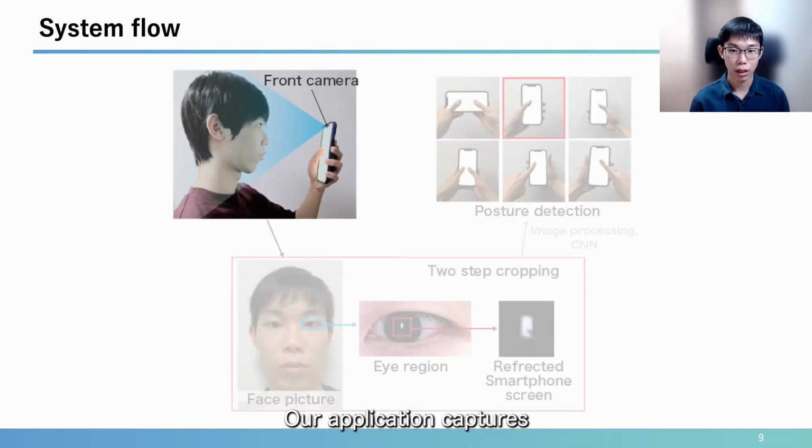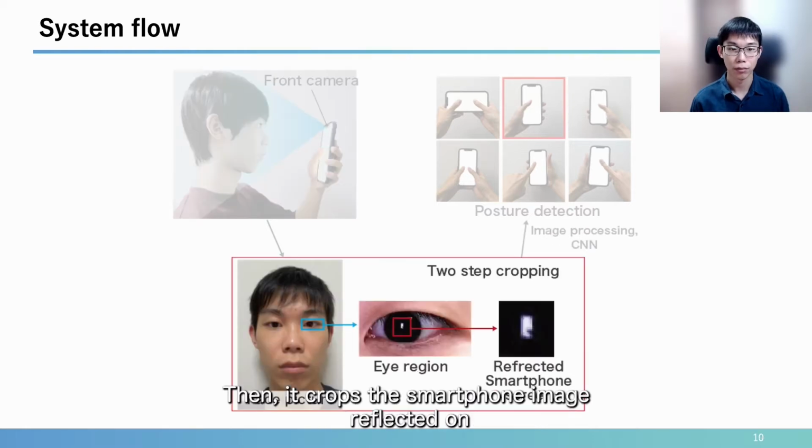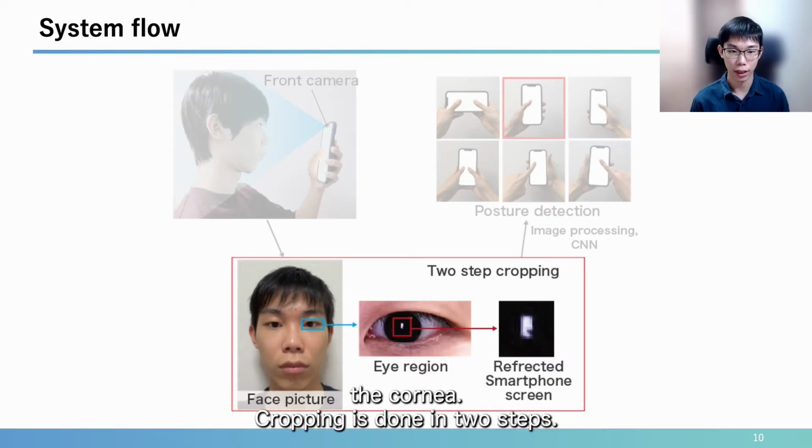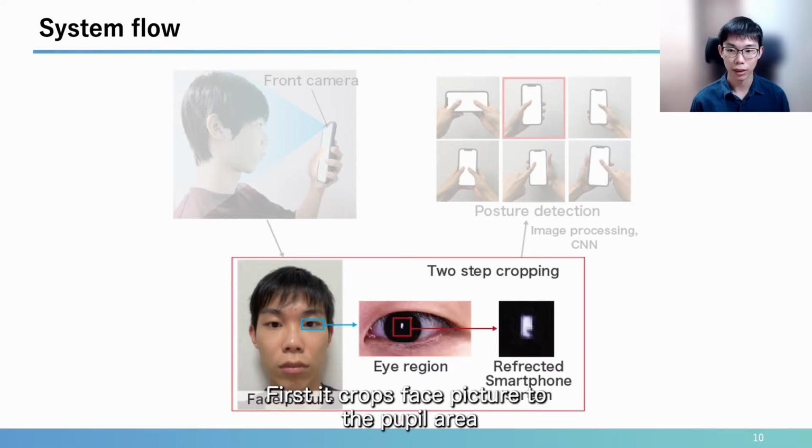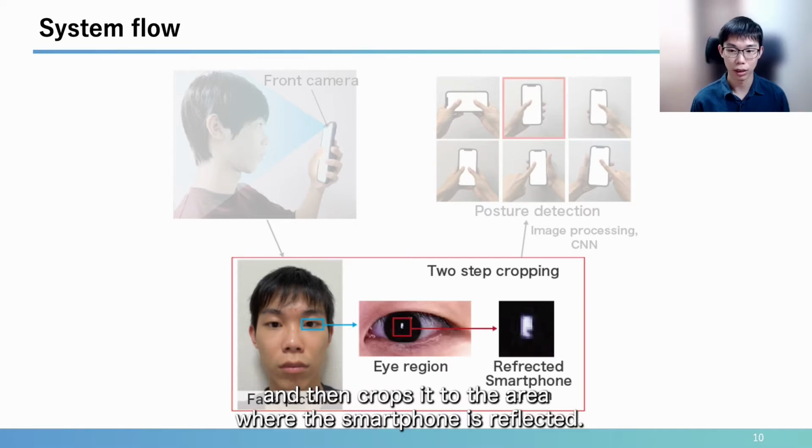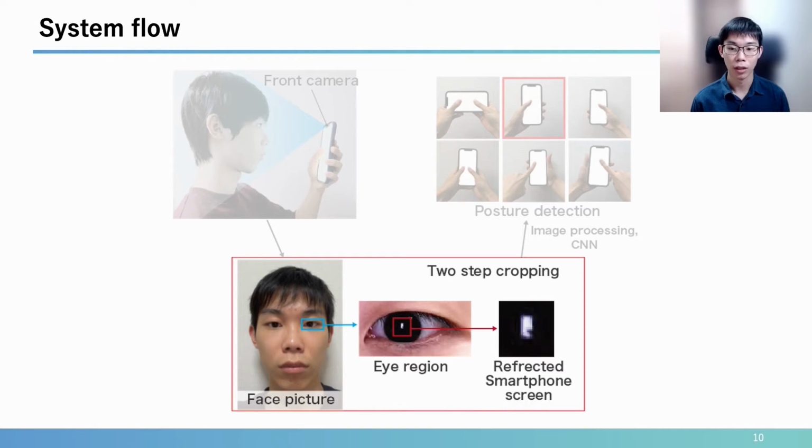Our application captures a face image using the front camera while the user is operating their smartphone. Then it crops the smartphone image reflected on the cornea. Cropping is done in two steps. First, it crops the face picture to the pupil area and then crops it to the area where the smartphone is reflected. After cropping, it applies filters to the image to adjust brightness and contrast.